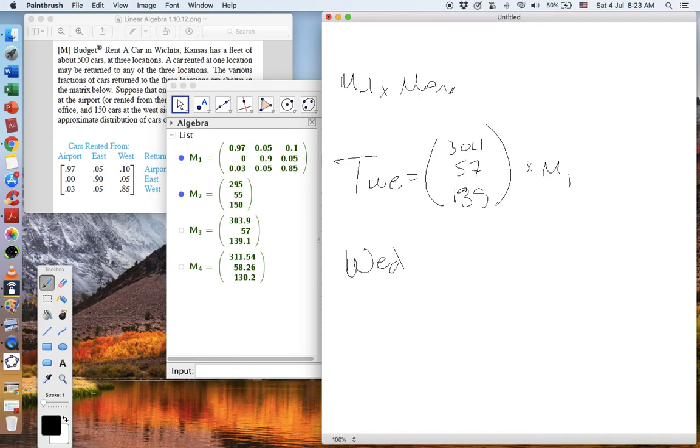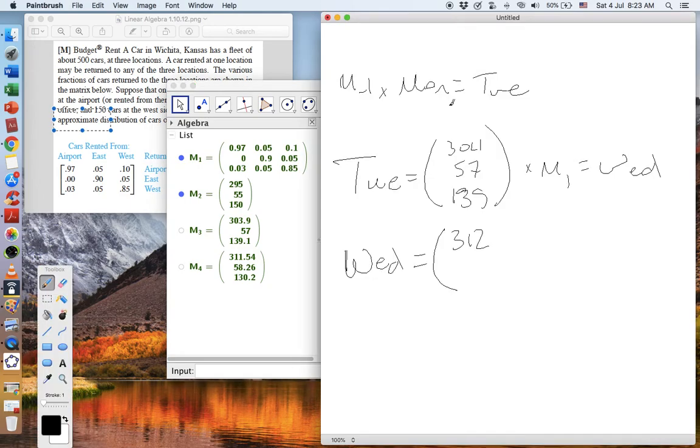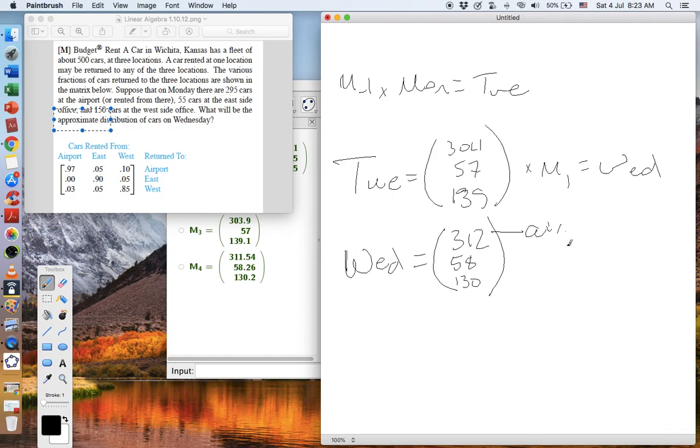M1 times Monday equals Tuesday equals Wednesday. So Wednesday is equal to 312. We're just rounding because this is an approximation. We can't have half a car, but since it is just an approximate distribution, we're just going to round up and round down at 0.5. 58 and 130 gives us a total of 500. And so on Wednesday, we should expect that we'll have 312 at the airport, 58 at east, and 130 at west.